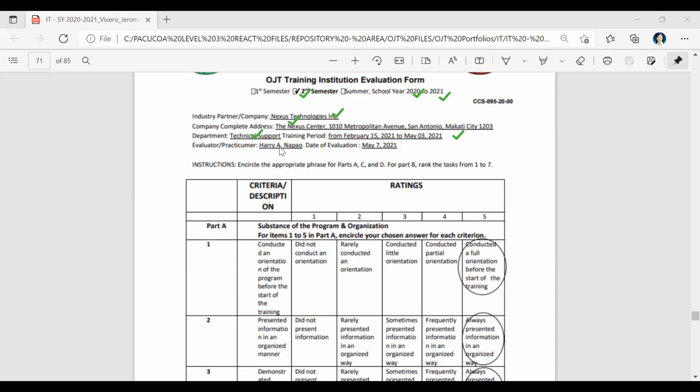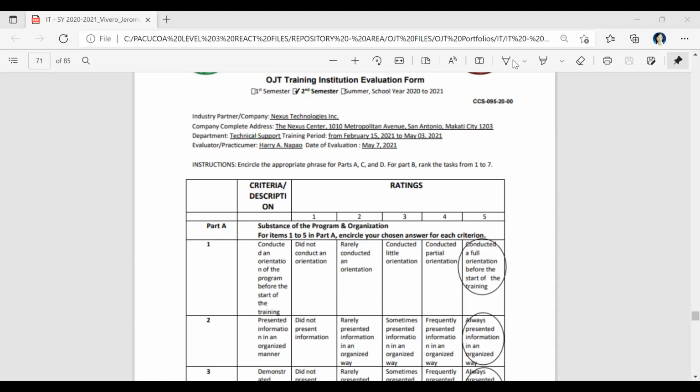And then the evaluator or practicumer, this is supposed to be the name of the student. So please disregard the name of the year. It should be the student's name. Okay? Then the date of the evaluation. Another note, this should be after the 500 hours. So if you finished on May 7, this should not be May 7. This should be May 8 or May 9, as long as it's after the 500 hours.